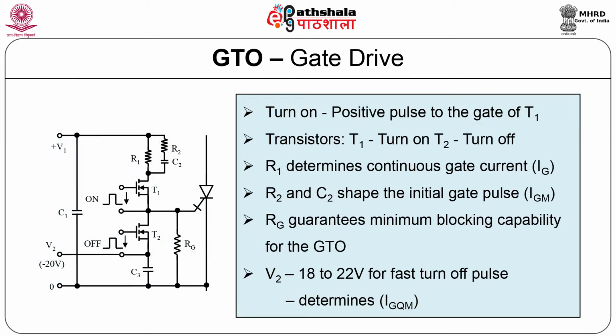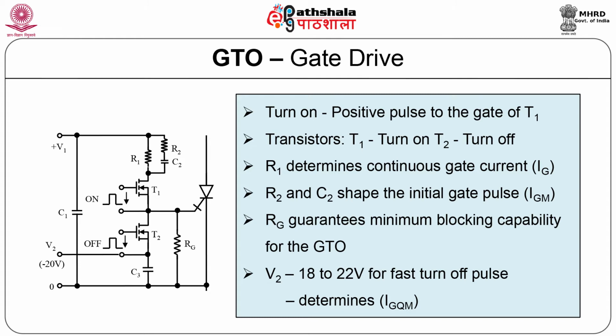The gate drive circuit is shown in the figure. It consists of two power supplies, V1 and V2, and two transistors T1 and T2. These are the MOSFETs. There are various resistors and capacitors which are used here. These two transistors T1 and T2 are used to turn on and turn off the gate respectively.